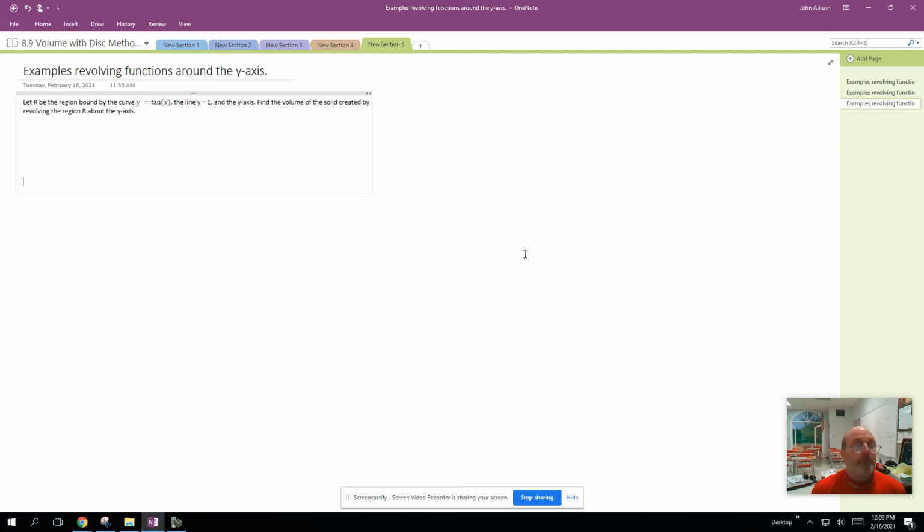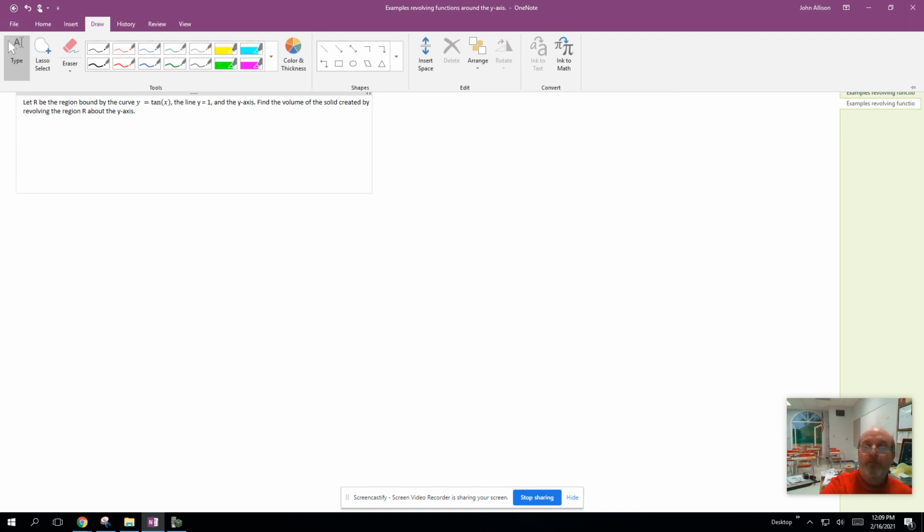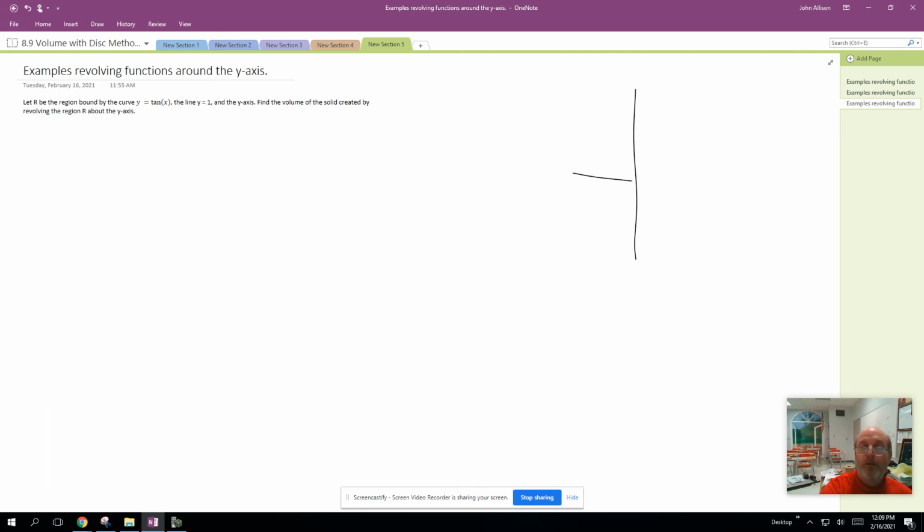Let's do another fun one. This time, let R be the region bound by y equals tangent x, the line y equals 1, and the y-axis. And we're going to find the volume of the solid created by revolving the region about the y-axis. Let's graph again. y equals tangent x, where y equals 1. So this is the region we're looking at.